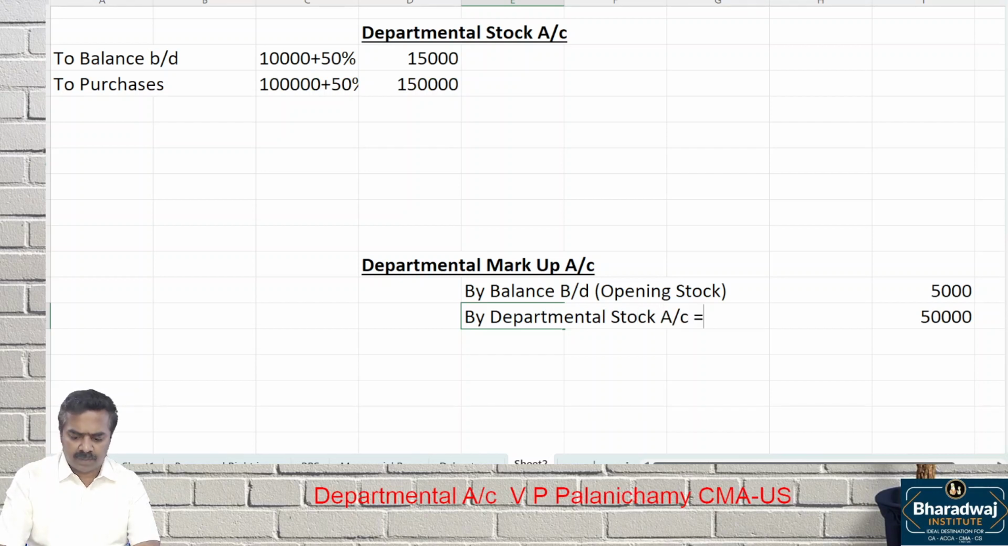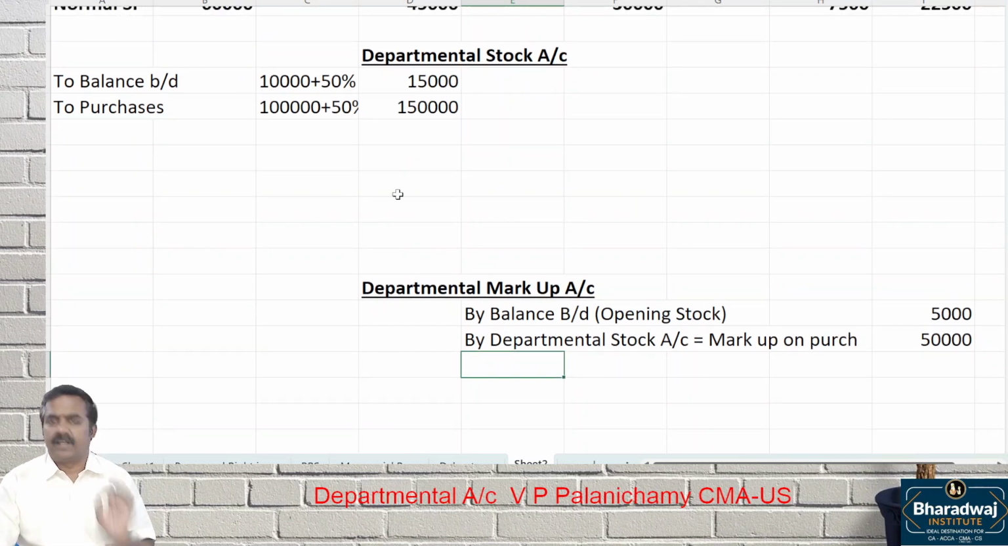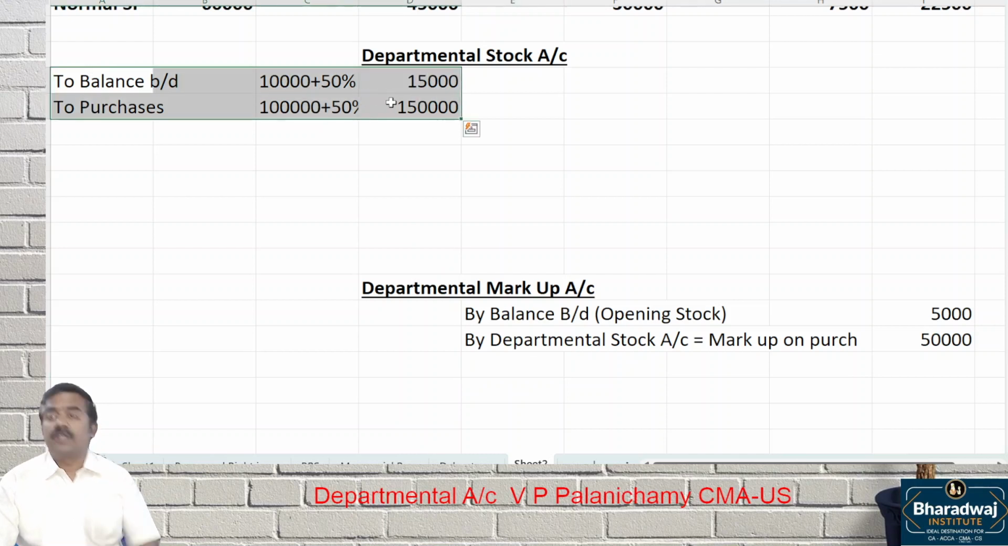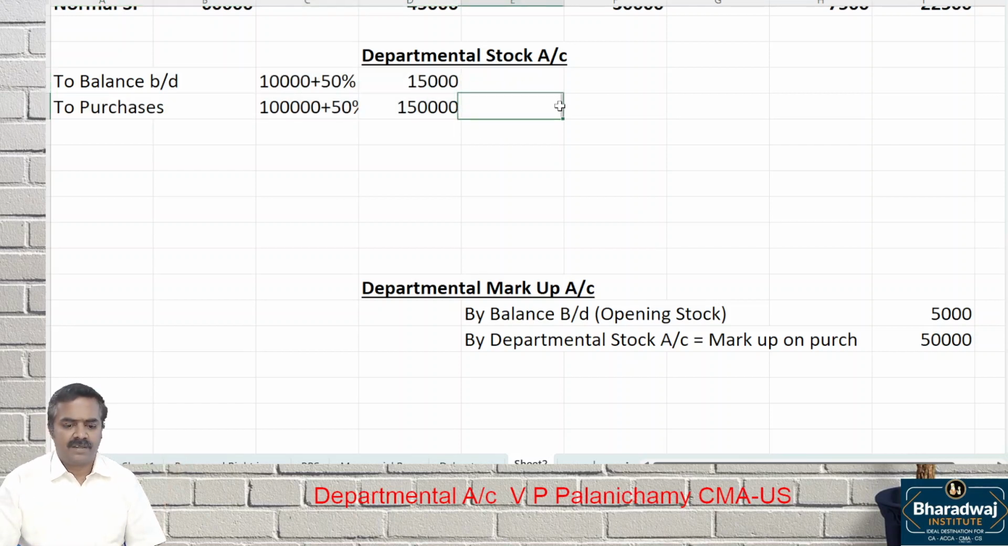This is nothing but what? Markup on purchases. Now, simple, pay attention. Let us assume all the goods are sold at normal selling price. Let us assume opening stock plus purchases, everything is sold at normal selling price.